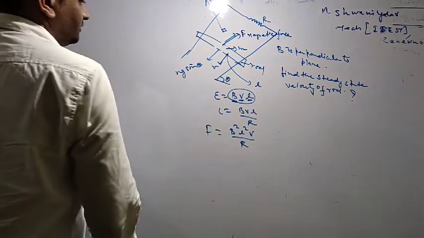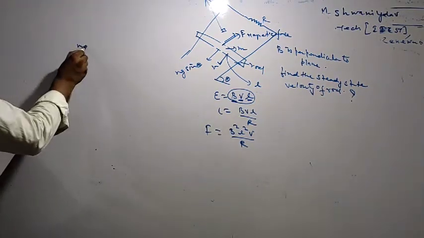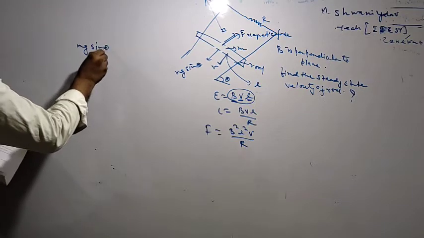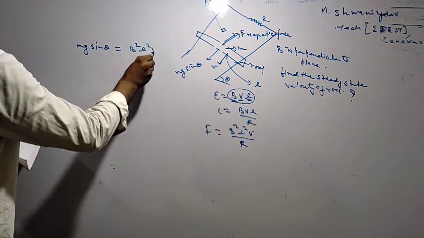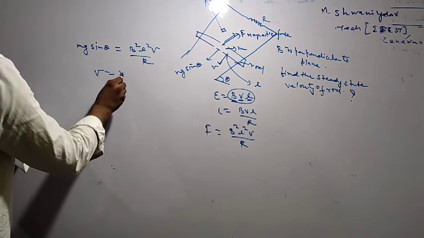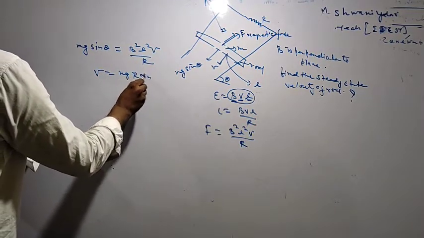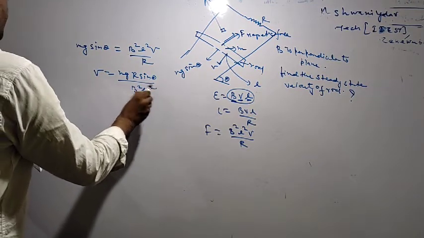Now the steady state velocity just balances two forces. Okay, what happened with respect to time? Also you can calculate mg sin theta equals B square L square v by R. Now we have v equal to mgR sin theta over B square L square.